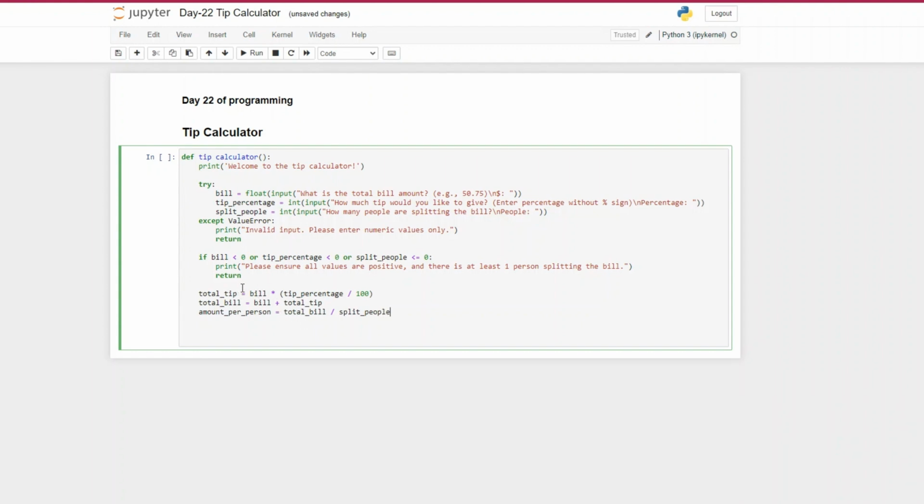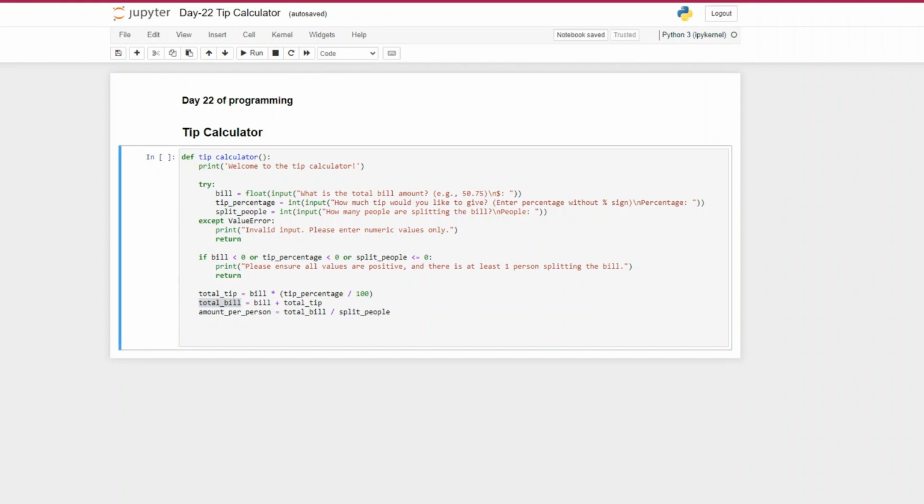So see, total bill, we've calculated that. Total tip, sorry, I keep making mistakes. Total tip is bill multiplied by tip percentage divided by 100. Total bill is bill plus total tip. And then how much will each individual person pay? That is the total bill, which includes the total tip, divided by the number of people that was inputted there.